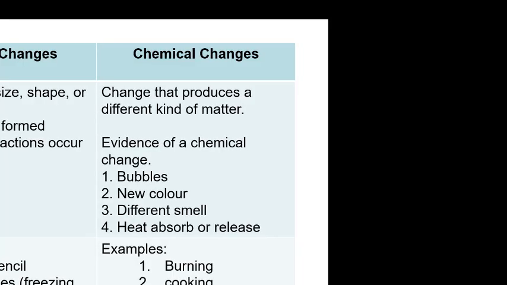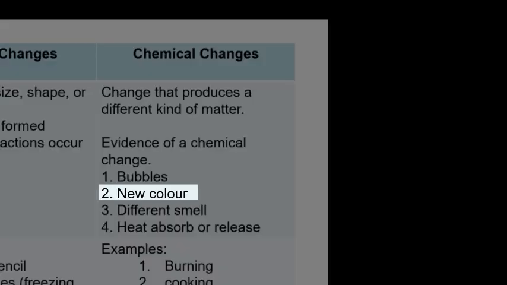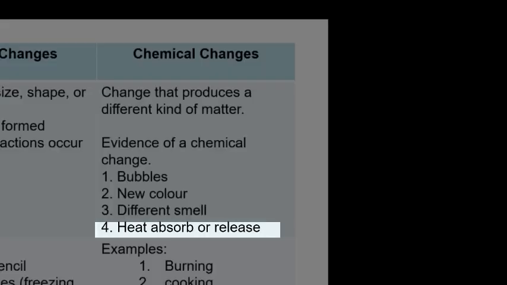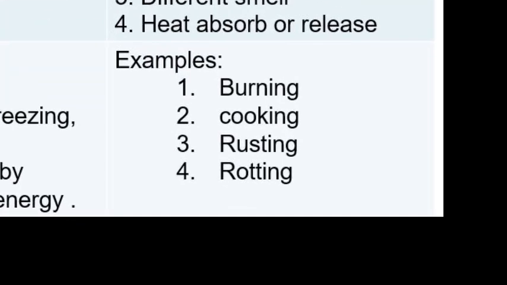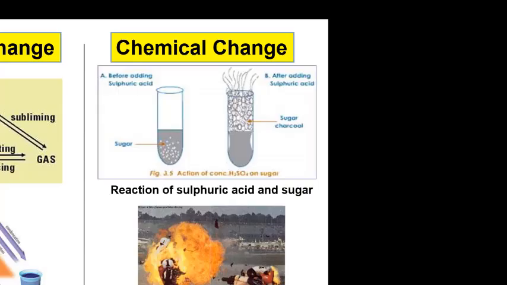While chemical change is a change that produces a different kind of matter. Evidence of chemical change are bubbles, a new color, a different smell, and heat absorbed or released. Examples of chemical changes are burning, cooking, rusting and rotting.